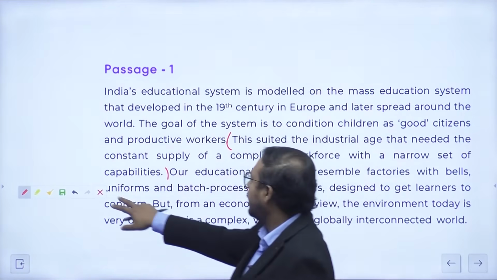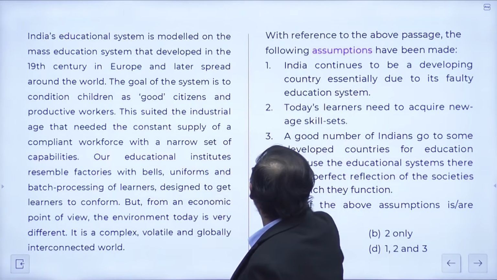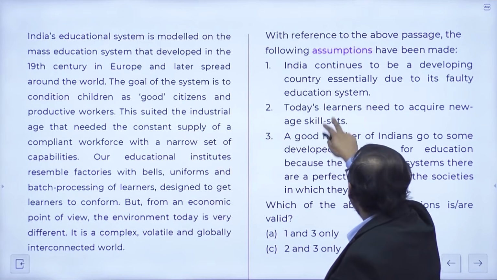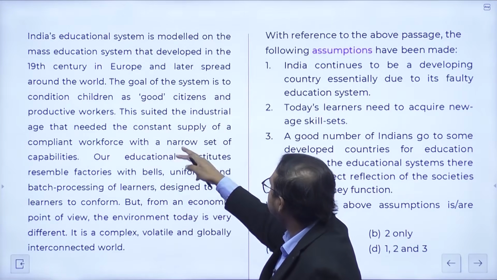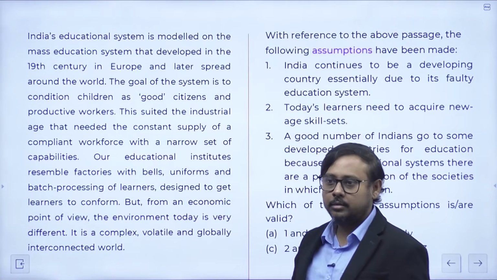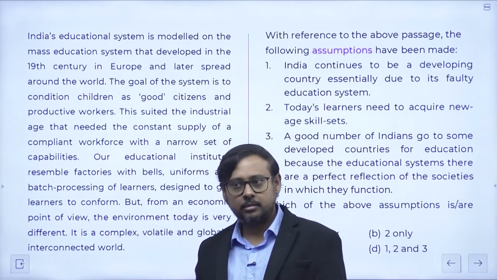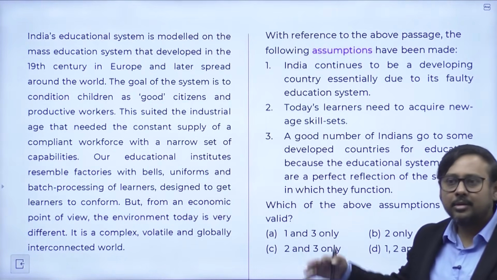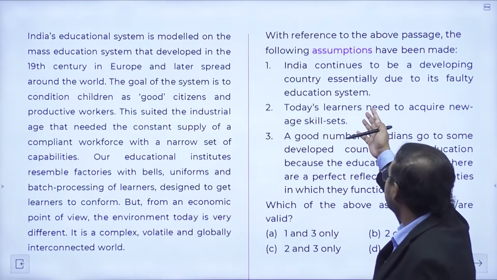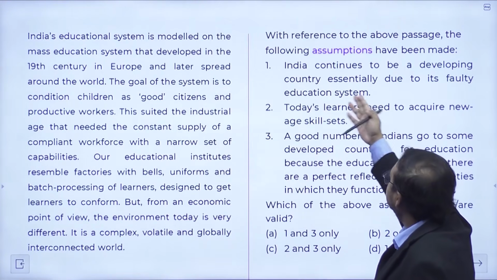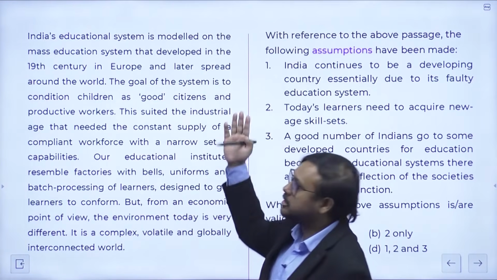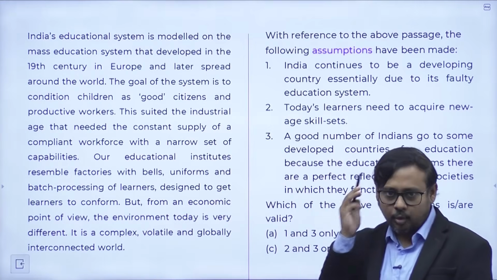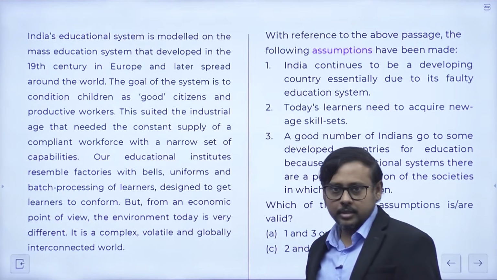So what you do, you have to read the option or the statement here, then try to find at which place the author is talking about it. If you don't find it, then the assumption is incorrect. Because it has been said that this is an assumption, but in the passage, nowhere is it mentioned. Then obviously it is incorrect because the author has not assumed and written this, right?